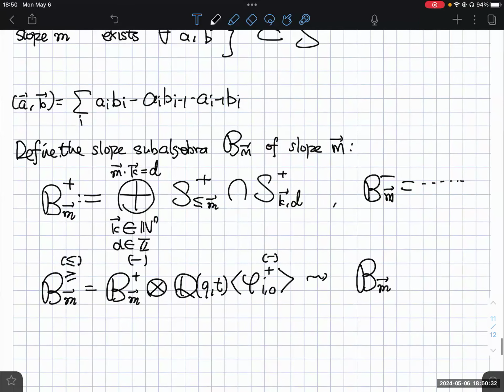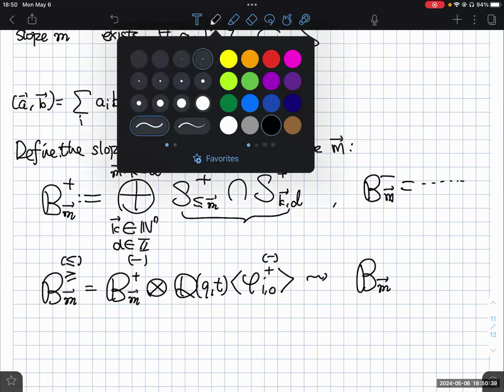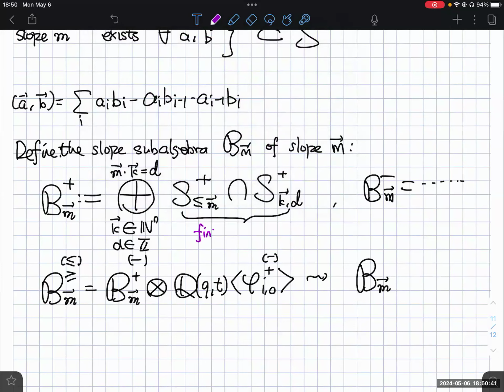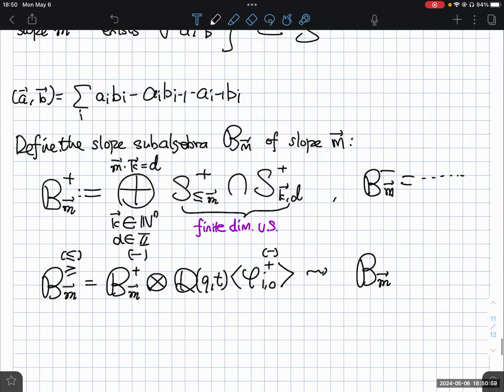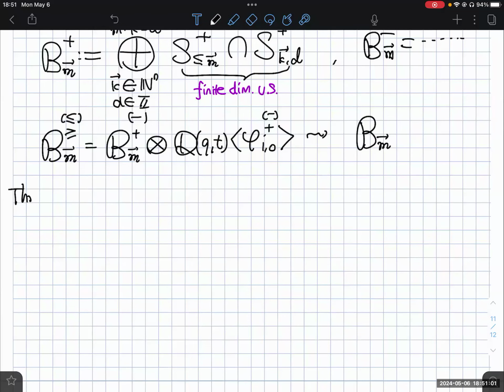So the good thing here is that you can check the following: this intersection is actually a finite dimensional vector space. So it means that for each of the gradings, the generators or the elements in each of the gradings in the slope subalgebra are finite, and this is really good.